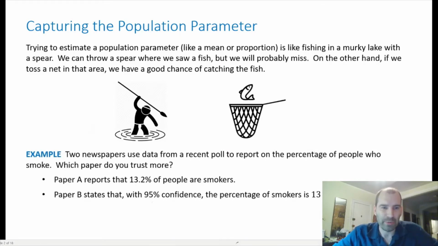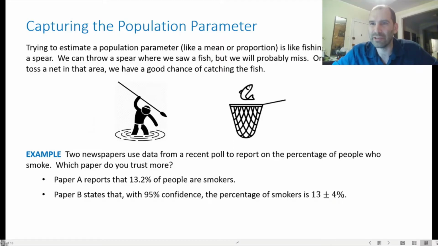So here's an example. Two newspapers used data from a recent poll to report on the percentage of people who smoke. Which paper do you trust more? Paper A reports that 13.2% of people are smokers. Paper B states that with 95% confidence, the percentage of smokers is 13 plus or minus 4%, and you can't read that. There you are, plus or minus 4%. So which one do you trust more?